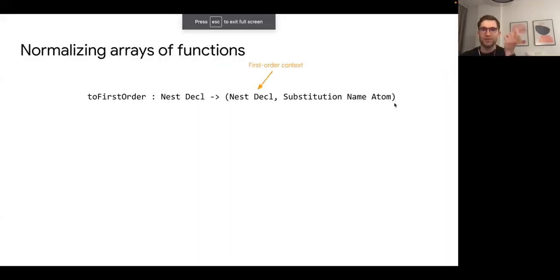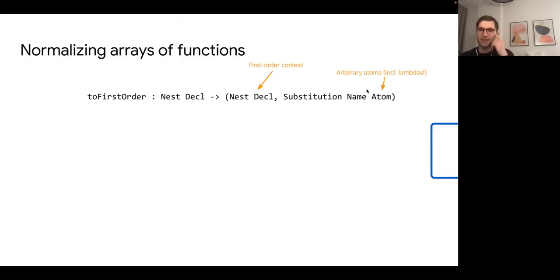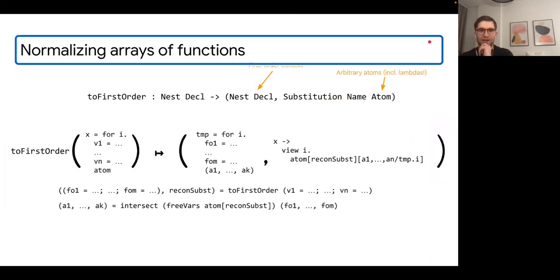a context which only has first order binders. There will be no functions bound in that context. And then a substitution that should let you reconstruct essentially the original value. So this will be a substitution that maps all of the names bound in here to atoms, including lambdas, that can only refer to this first order context here. And so, this is not entirely trivial, but it's also not that complicated if you think about it.